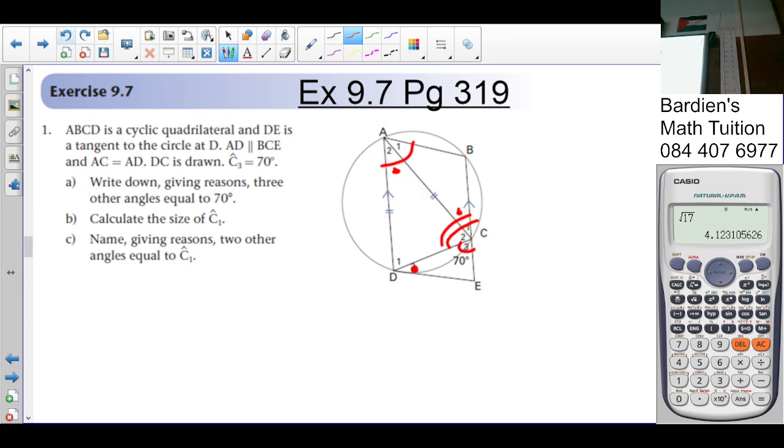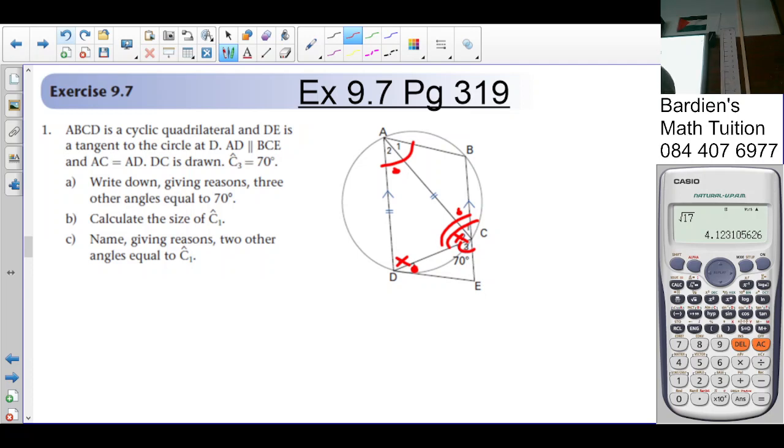Then we are told that AC is equal to AD. What can be derived from that? C2 is equal to D1. Why? Angles opposite equal sides. Then we are told that DC is drawn. C3 is equal to 70 degrees. C3 is 70. Write down, giving reasons, three other angles equal to 70.